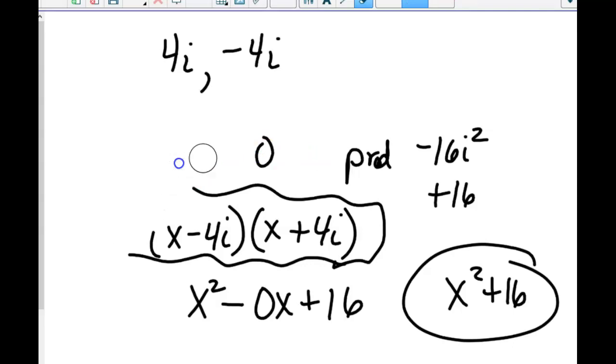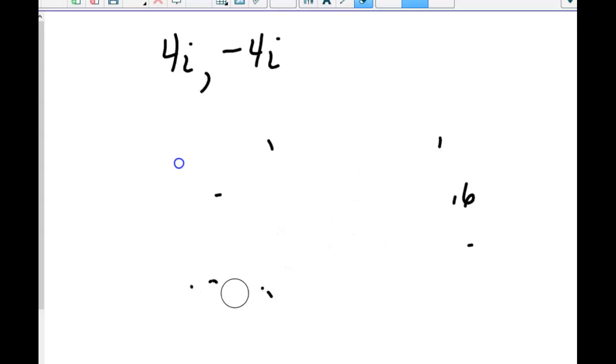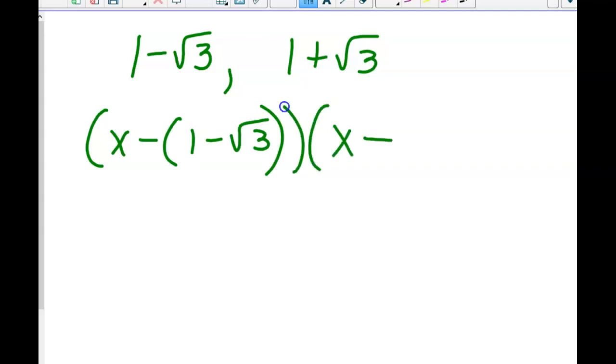Okay, before we get to the really hard ones in a minute, I'm going to do one more. I don't know why I didn't just get a new page, sorry. All right, what if I had a 0 of 1 minus the square root of 3? What would the conjugate of that be? 1 plus the square root of 3. Now, if I had to write that in factored form, it would be x minus 1 minus the square root of 3 and x minus 1 plus the square root of 3. Is that lovely? You want to multiply all that together?